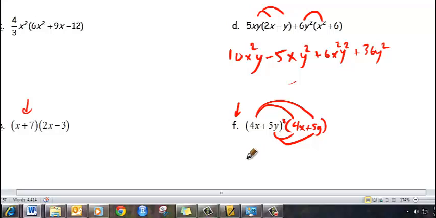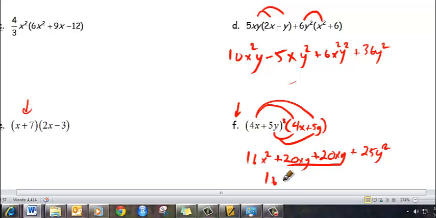So we distribute the 4x, giving ourselves a 16x squared, and then a 20xy, and then we distribute the 5y into both, giving us another 20xy. And then the 5y times the 5y would be a 25y squared. Now the only thing we still have to do is combine these like terms in the middle. So 16x squared plus 40xy, and remember, you don't add the exponents if you add them, only when you multiply, plus 25y squared. That's our final answer.